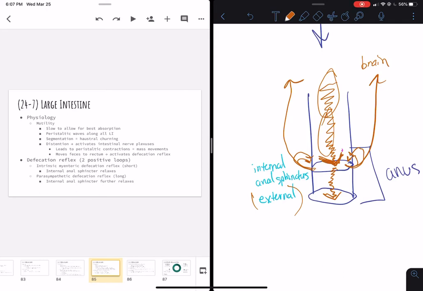And then you go and you find the bathroom, and then you release the external sphincter via somatic innervation. But these are skeletal muscle fibers, so you actually have control over these. And then you defecate. Fun.